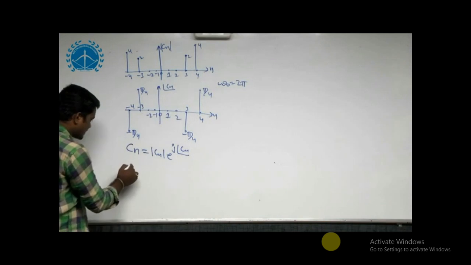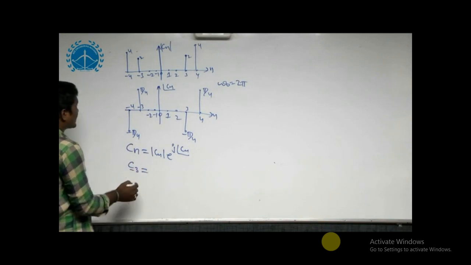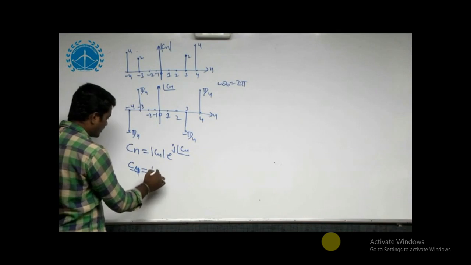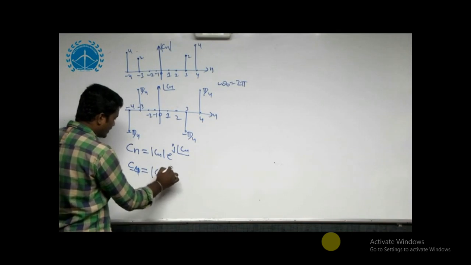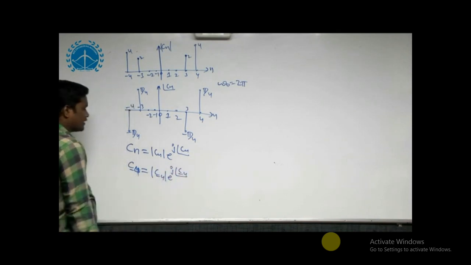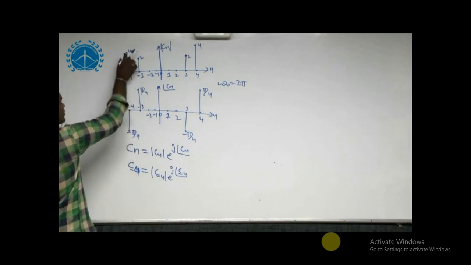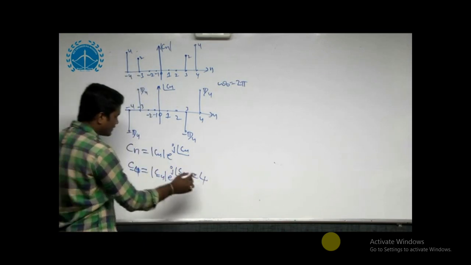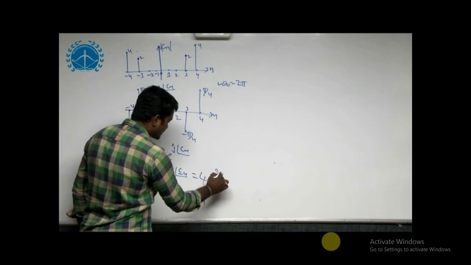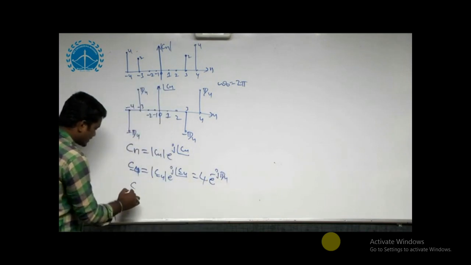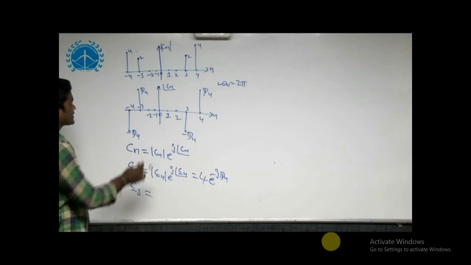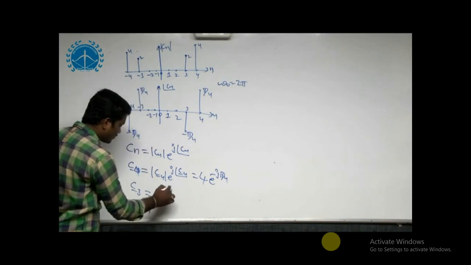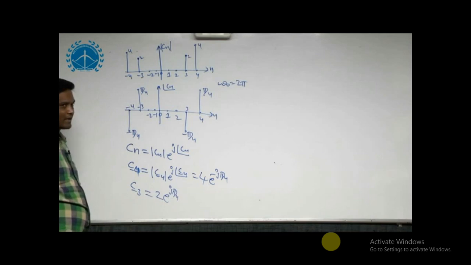Okay, let us substitute. First C minus 4 is equal to mod C minus 4 e power j angle of C minus 4. Mod C minus 4 value is how much? 4. What is the angle of C minus 4? Minus pi by 4. E power minus j pi by 4. Next, similarly C minus 3: what is the magnitude? 2. What is the phase? Plus pi by 4. 2 e power j pi by 4.